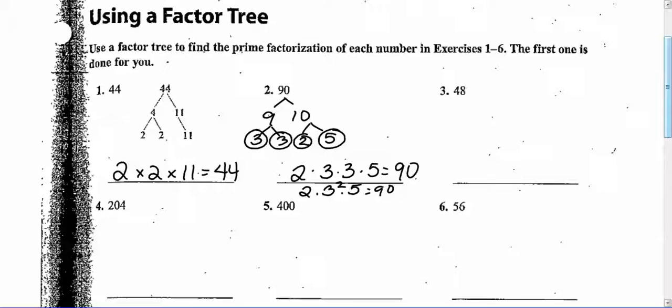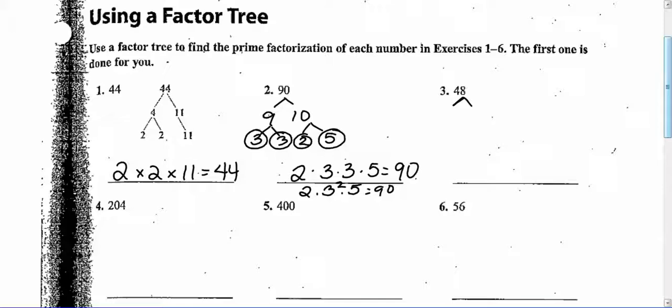Who here had that on their paper? Woohoo! Very good. Nice job, guys. All right, 48. How do we break this down? Who can tell me how they broke it down? Jaden? 2 and 24. Okay, anyone else do 2 and 24? A few kids. Anyone do 6 times 8?